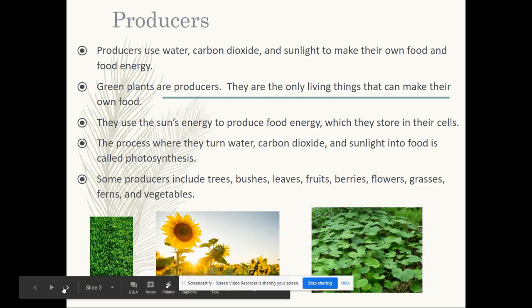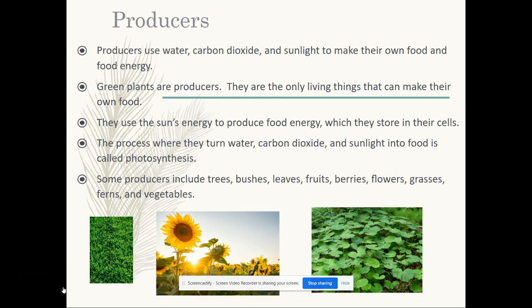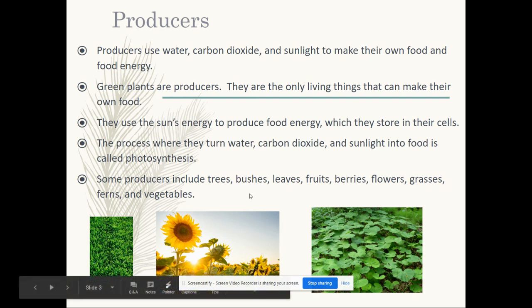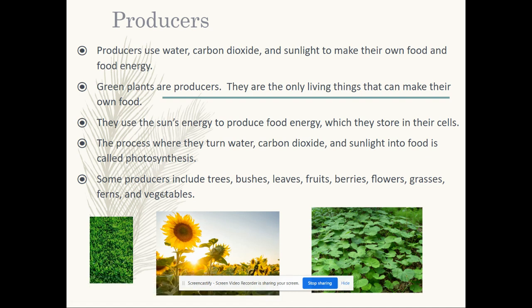Let's start with producers, one type of organism. Now, producers such as trees, bushes, grasses, all the way down to vegetables, are organisms that make their own food. Through a process called photosynthesis, if you clap it out, it'll make it easier to say. Plants use water, carbon dioxide, and sunlight to make their own food and energy.